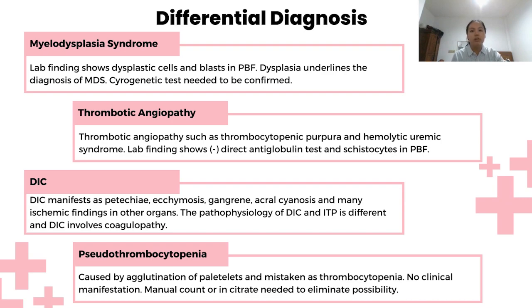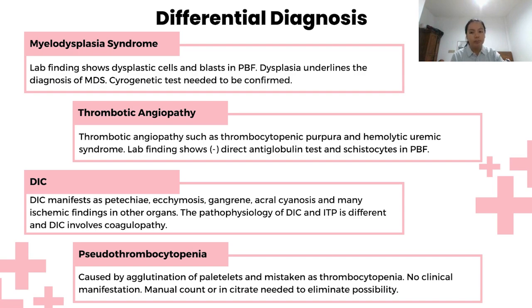I will be explaining about the differential diagnosis of immune thrombocytopenic purpura. First is myelodysplastic syndrome, where lab findings show dysplastic cells and blasts in the peripheral blood film, and this underlines the diagnosis of MDS, but cytogenetic testing is also needed to confirm.